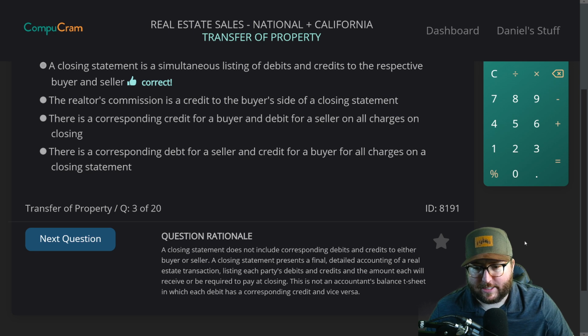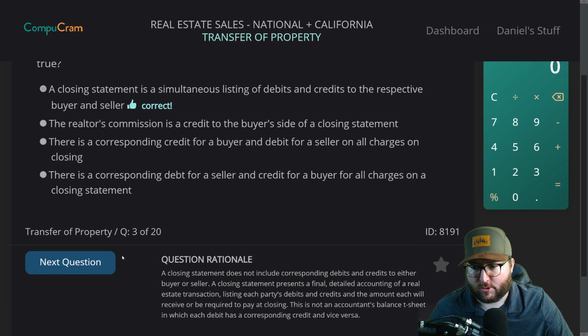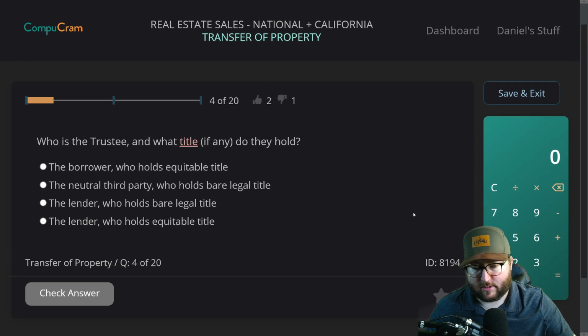Rationale: a closing statement does not include corresponding debits and credits to either buyer or seller. A closing statement presents a final detailed accounting of a real estate transaction, listing each party's debits and credits and the amount each will receive or be required to pay at closing. This is not an accountant's balance T-sheet in which each debit has a corresponding credit and vice versa. So it's just a list of everything. It's not the T-sheet.